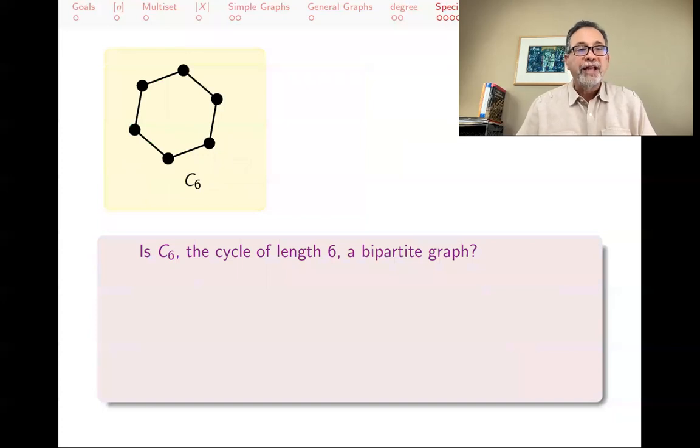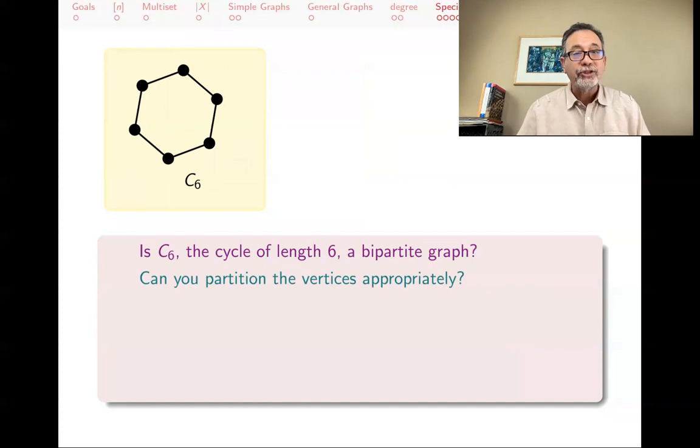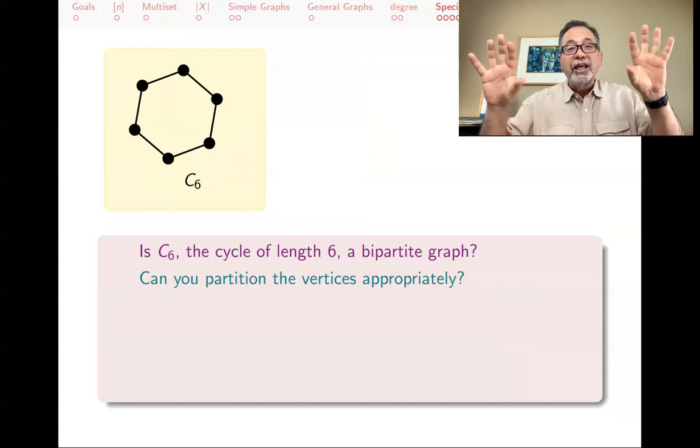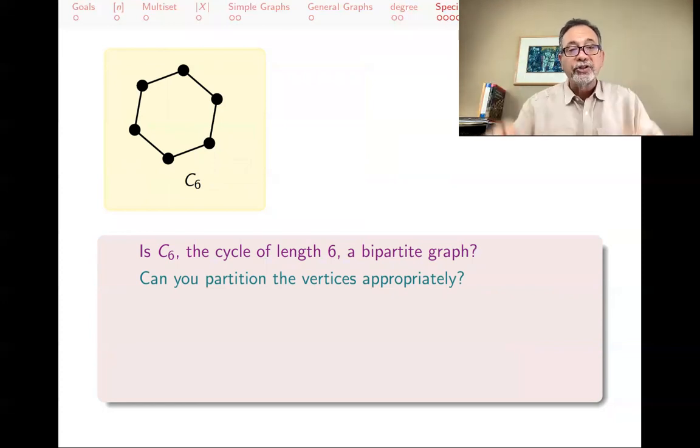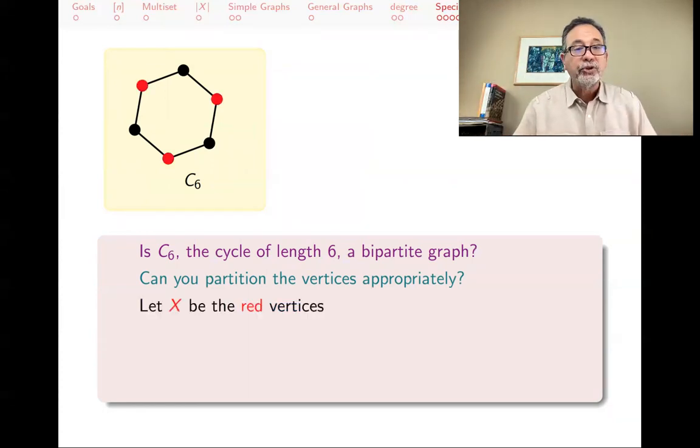Okay, so let's look at an example. Is C6, the cycle of length 6, with 6 vertices and 6 edges, a bipartite graph? Well, I haven't drawn it in the way that shows that it's a bipartite graph, but that doesn't mean anything. So the question really is, can I partition the vertices appropriately? What does appropriately mean? It means, can I put the vertices in 2 different groups so that all the edges go from one to the other, and there's no edges here and there's no edges there? And the answer is yes, you can do that.